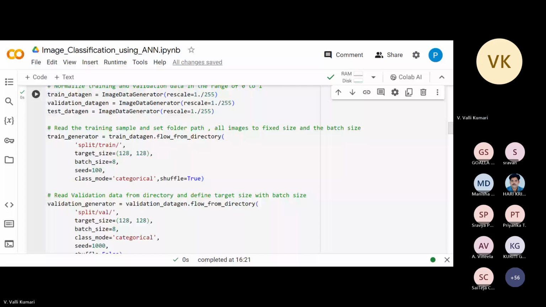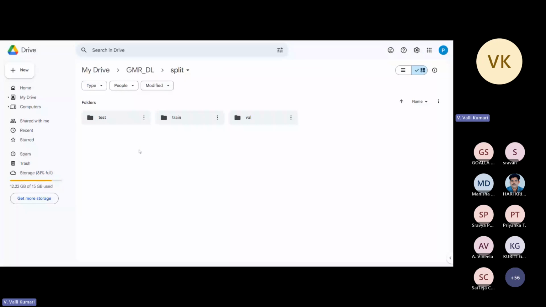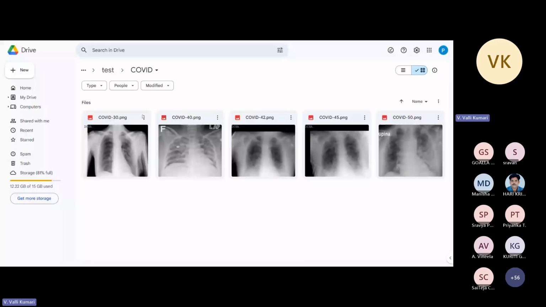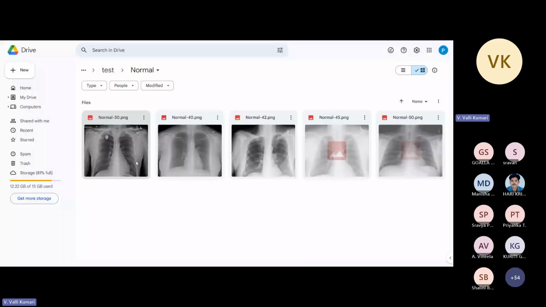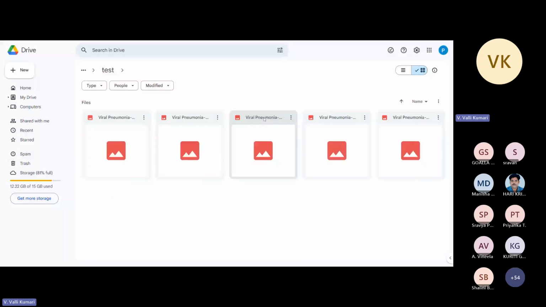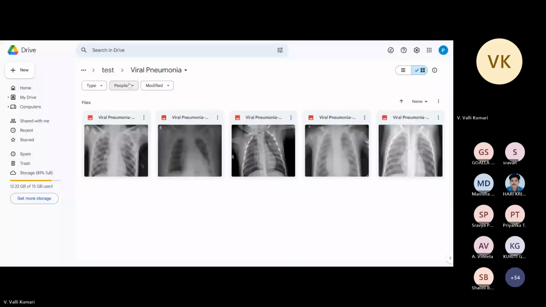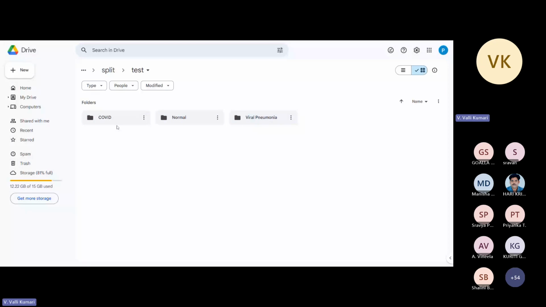So I'm going to the split, and that function now considers in the test folder, we have COVID, normal, and pneumonia. I have 5 images here in the test folder for COVID. For normal, I have 5 images in the test folder. And for pneumonia, 1, 2, 3, 4, 5 in the test folder. So in the test folder, I have 15 images.